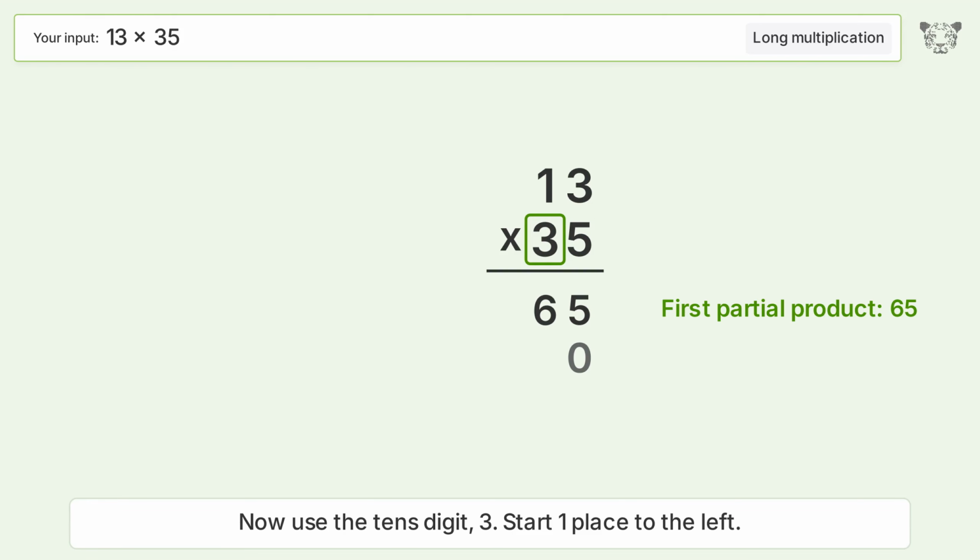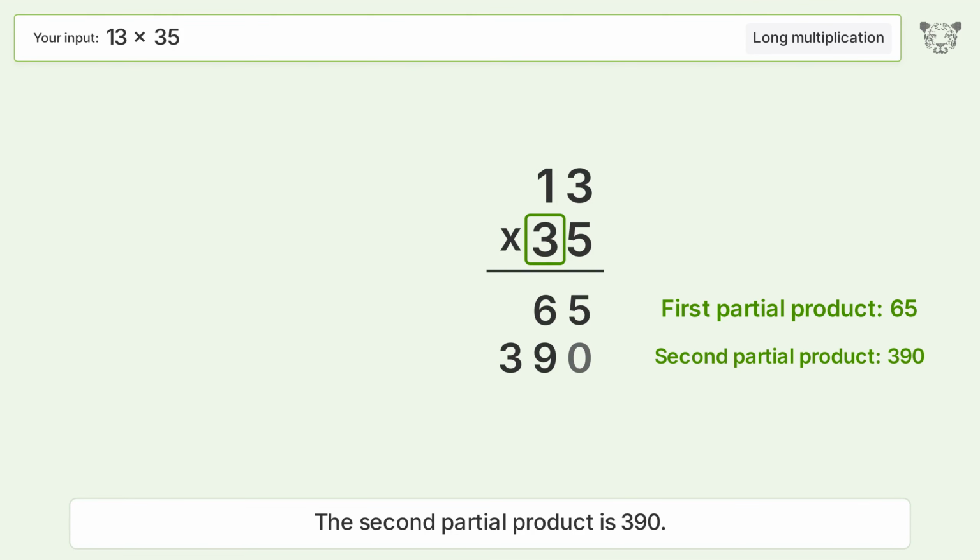Now use the tens digit, 3. Start one place to the left. 3 times 3 is 9. 3 times 1 is 3. The second partial product is 390.